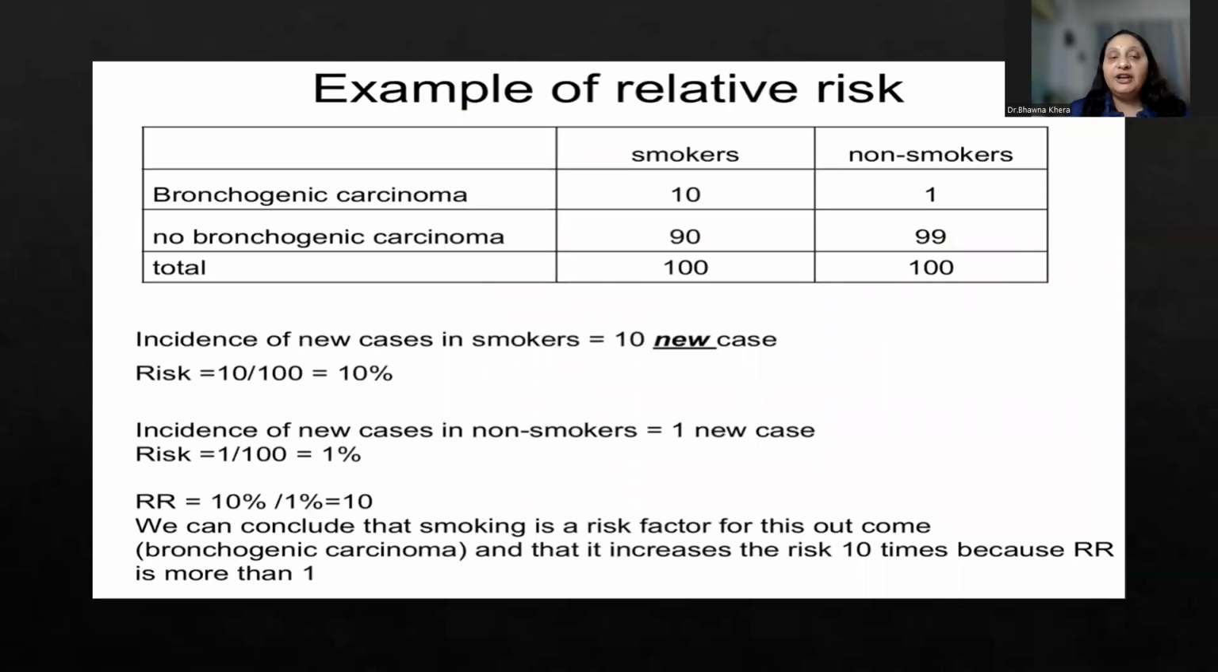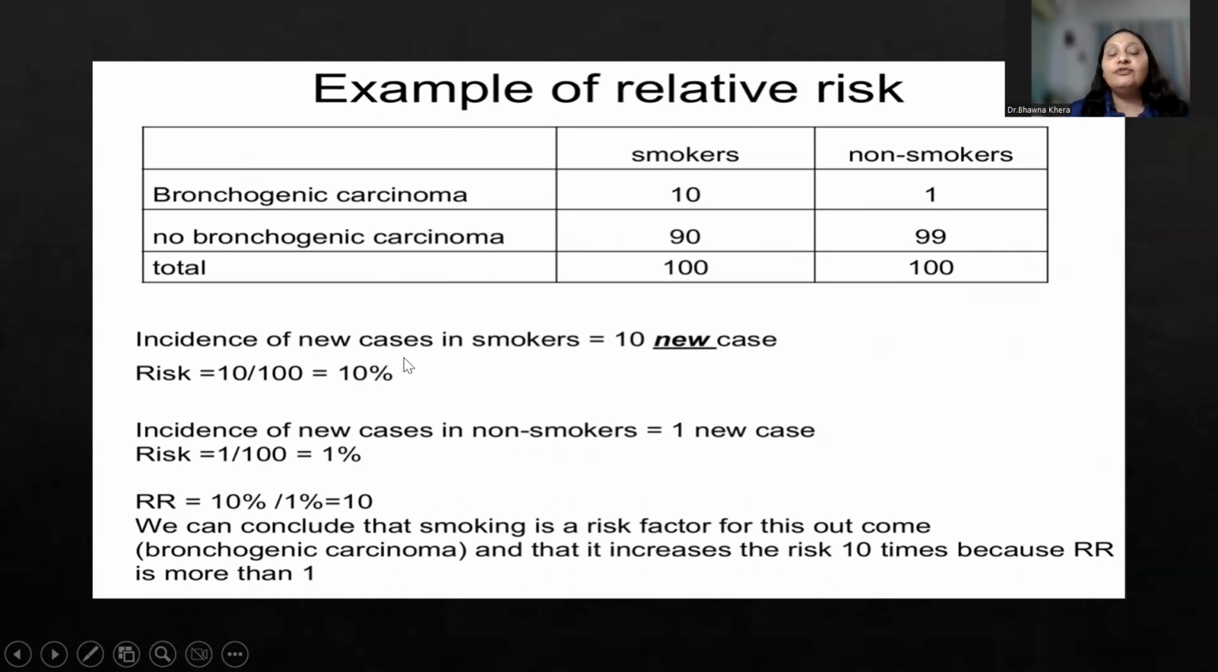Another example of relative risk. Here we are looking at a disease. Now you see what I was talking of. Things can change. You can have exposure here and disease here. That is why I was saying don't remember it as A, B, C, D. Remember it as exposure and outcome. So this is exposure: people are smokers and people are non-smokers. And this is the disease outcome, bronchogenic carcinoma and no bronchogenic carcinoma.